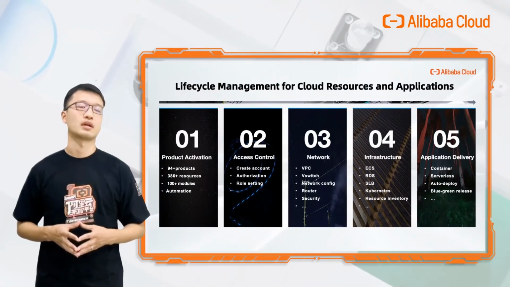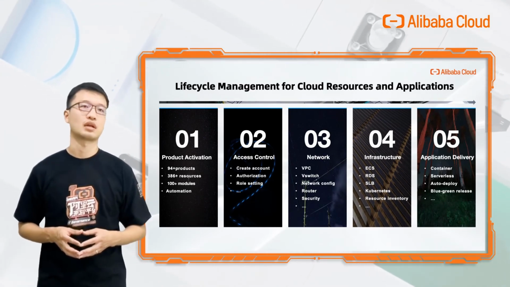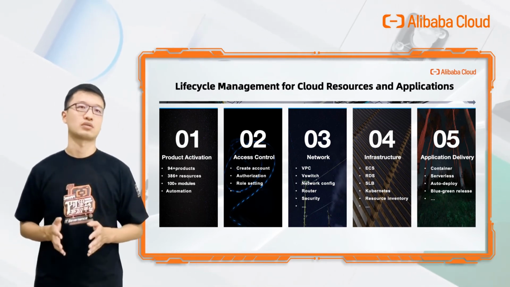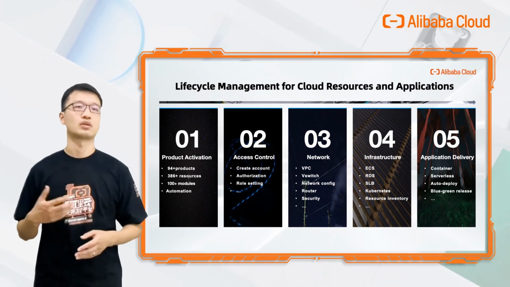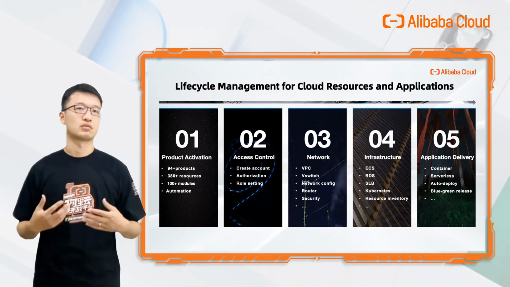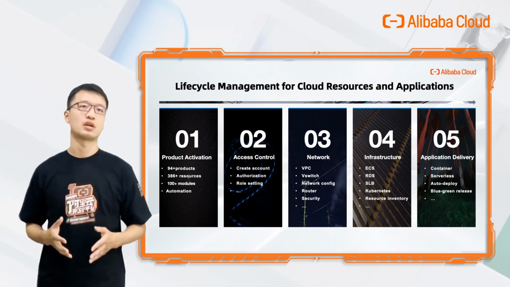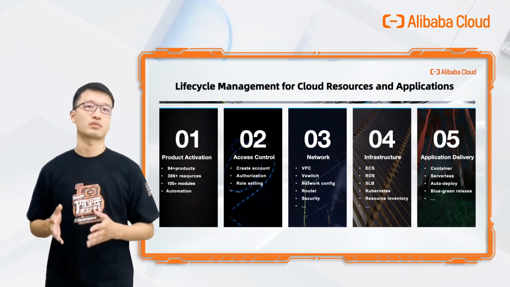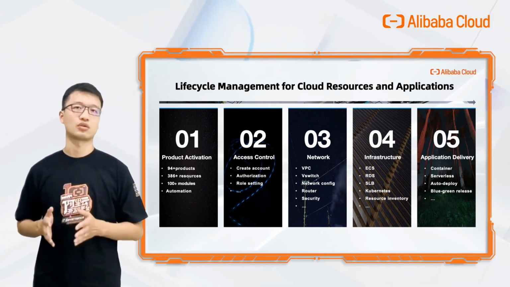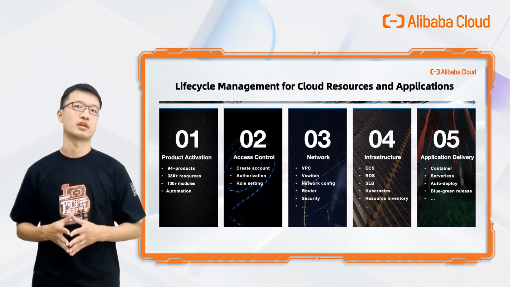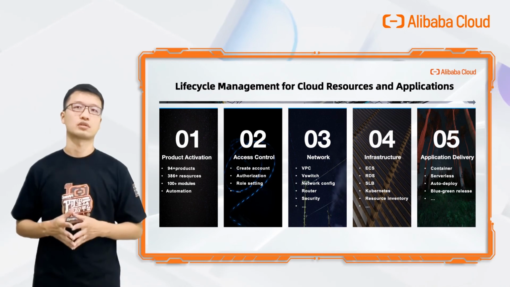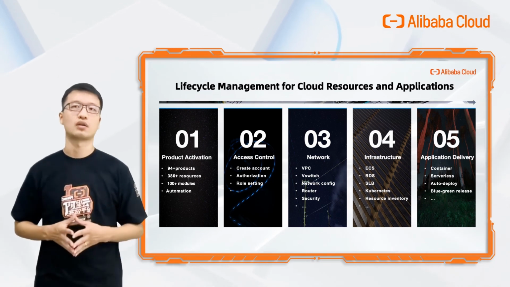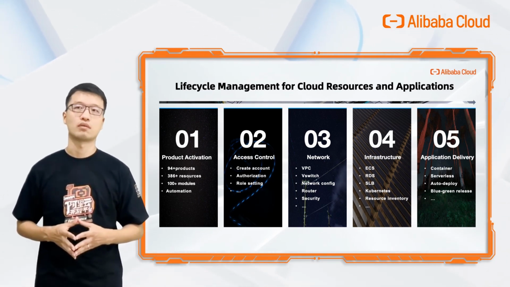Let's make the conclusion about the lifecycle management for cloud resources and applications. There are 5 steps in total. The first is product activation, which means you need to activate the products when you use them for the first time. The second is access control. You need to make sure your employees have just the right permissions to do the right things. The third is the network. You need to make sure the resources are deployed in your UAT but not the GA environment. Then we need to set up the infrastructure like ECS, RDS, or SLB. After that, we deploy the applications, just like the Hello World in the demo, and deliver the entire environment to the business team.